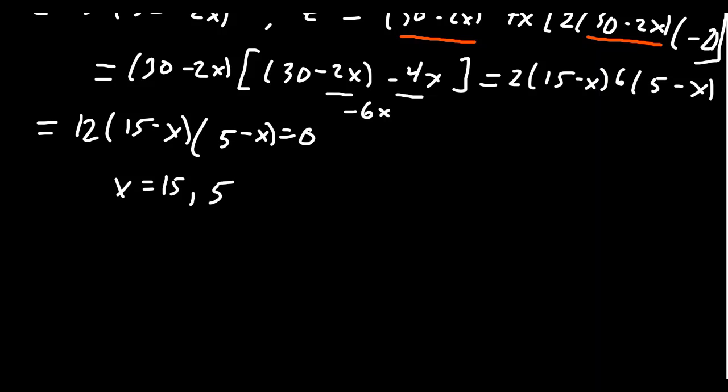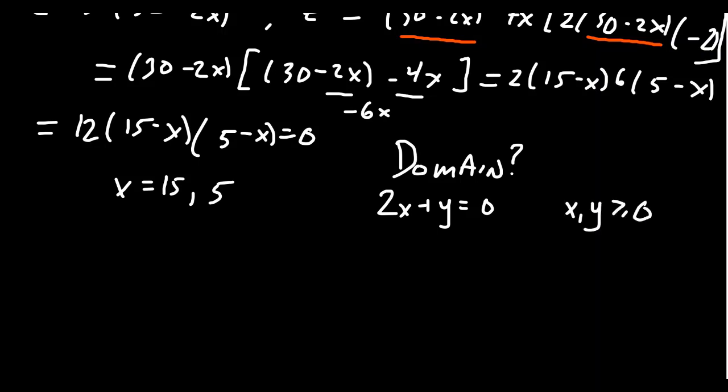We should at some point think about the domain of this thing. This has more to do with the constraint than anything else here. Because remember, the constraint said that 2x plus y equals 30. And the original expression did say x and y have to be non-negative numbers, so they have to be greater than or equal to 0. So in terms of domain, x has to be greater than 0.